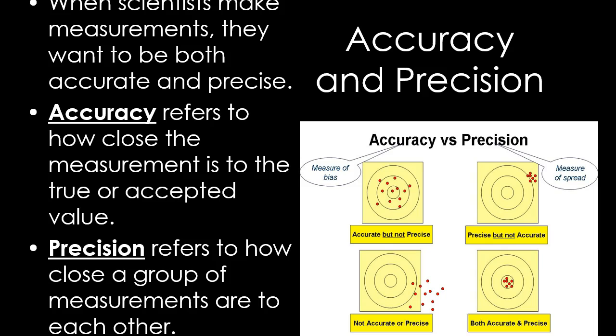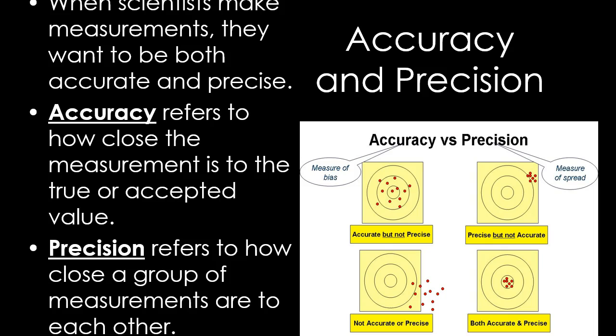But you're going to be precise, meaning that all of your answers are really close to each other. So accuracy means how close we are to the accepted result. Precision means we could be totally not near the accepted result, except all of our answers are really close together. So what we would hope to find in our research and our investigations is that we're both accurate and precise.